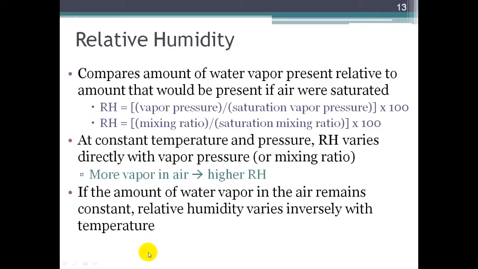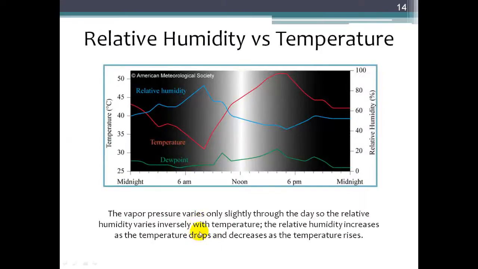However, it's not possible to hold temperature and pressure constant in the atmosphere. So if the amount of water vapor in the air remains constant, then relative humidity varies inversely with temperature. Let's look at it on a graph. This graph shows temperature in red, and you can see the temperature scale over here on the y-axis on the left. This is time throughout a day. And then in blue we have relative humidity as a percentage.